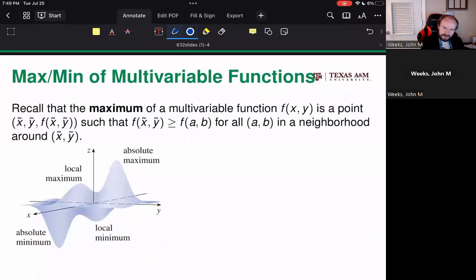So recall that the maximum is going to be a point x, y, z in terms of a two-variable function, such that the last coordinate, the z coordinate, is bigger than anything else around it in a neighborhood. That means in anything close by it. If we look at this point and look at all the points around it, this is the biggest point there. Similarly, this is a local maximum, similarly that way in a neighborhood. And this one's also a local maximum. So these are local and absolute maximums down here.